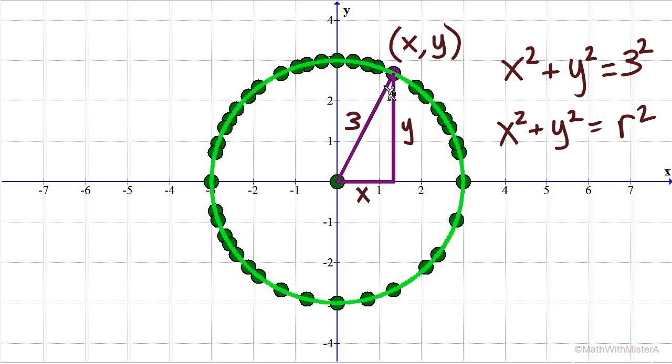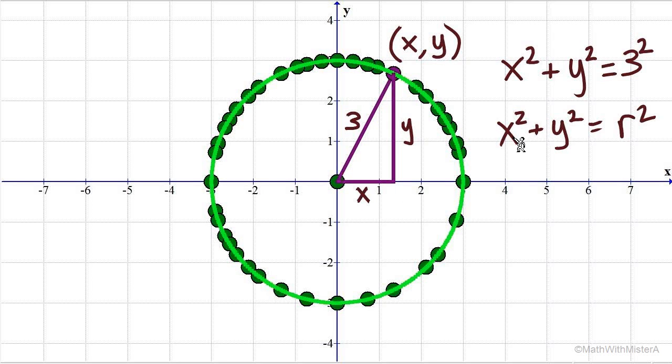This is really where we get the equation of the circle. X squared plus y squared equals the radius squared, because the radius is the same as the hypotenuse of this right triangle that we see. Now this is a great equation for any circle that has a center at the origin, but what if we were to shift this center point elsewhere on the coordinate plane?